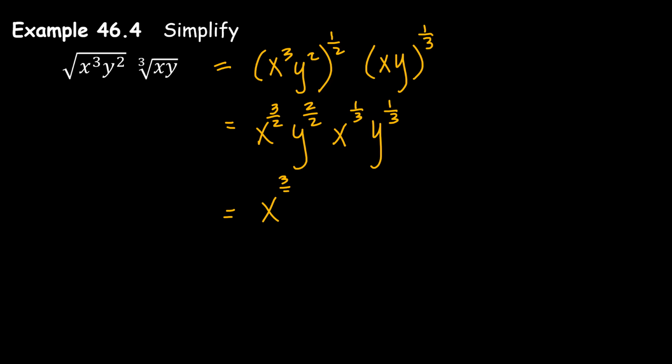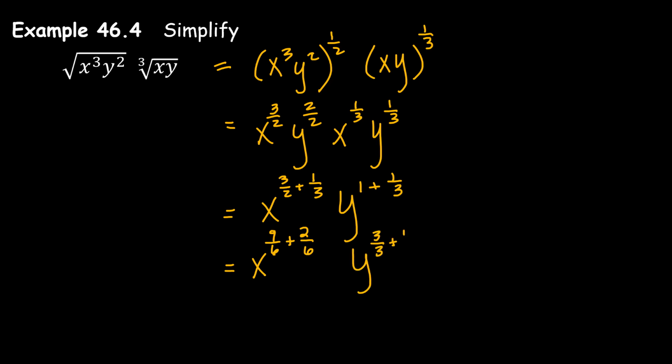So x to the 3/2 plus the 1/3. And then y, I've got y to the 2/2, which is 1, plus 1/3. Multiply like bases, add the exponents. So 3/2 is the same thing as 9/6. So x to the 9/6 plus 2/6. 1/3 is 2/6. And then y to the 3/3 plus 1/3. And that's going to give me x to the 11/6 and y to the 4/3.